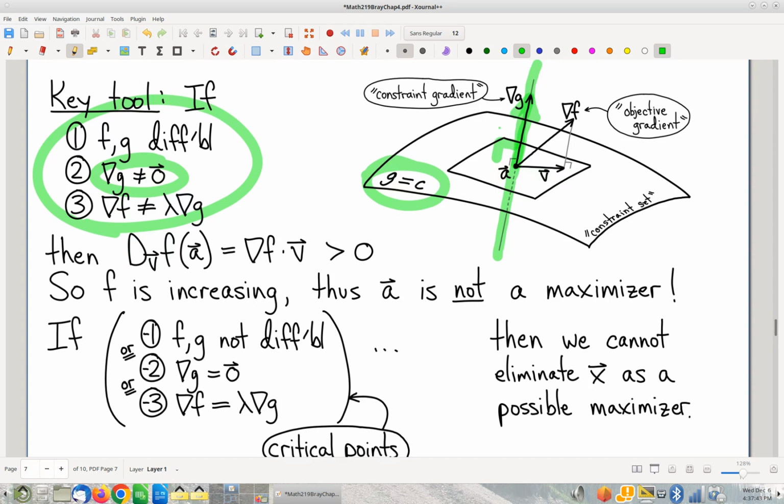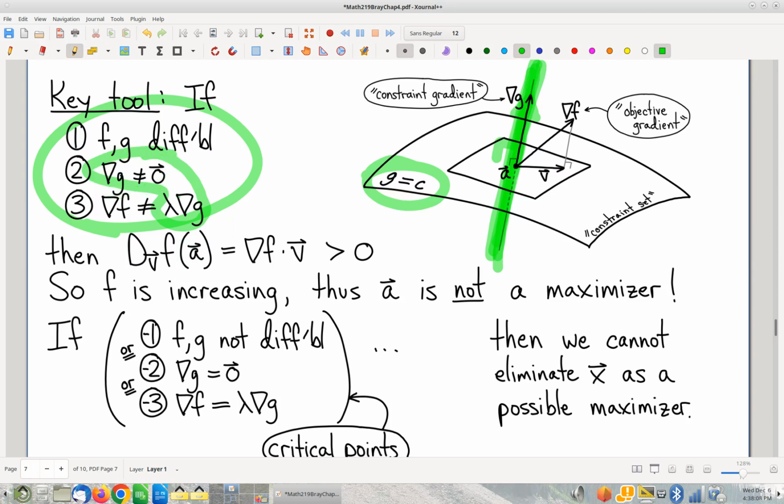So the reason that I need the gradient of g to be non-zero is so that its multiples will actually give me this line that I need to talk about. And of course, if the gradient of g were the zero vector, its multiples simply would not give me that line. So very important, I need for this gradient of g to be non-zero.